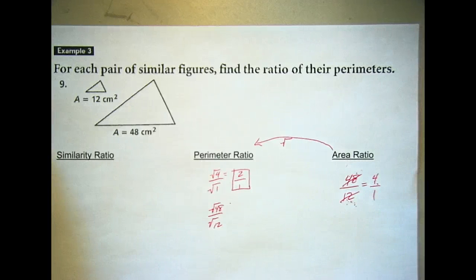All right. That's it. Yeah, Eli. Why is it 1? Why isn't it root 1? Because the square root of 1 is 1.